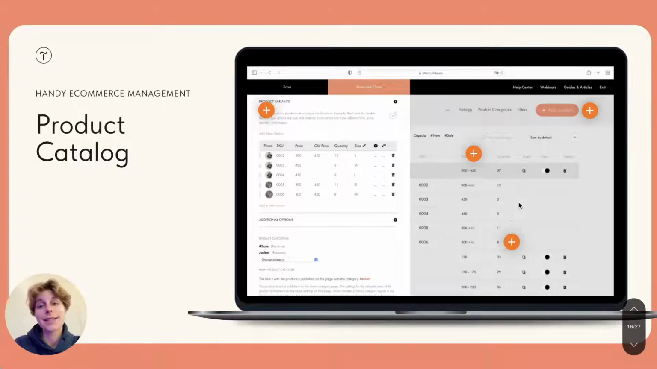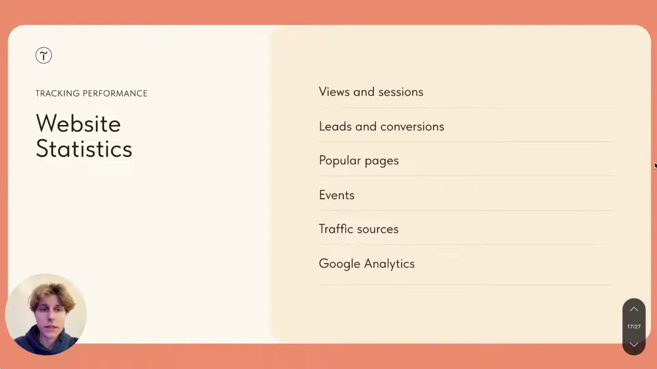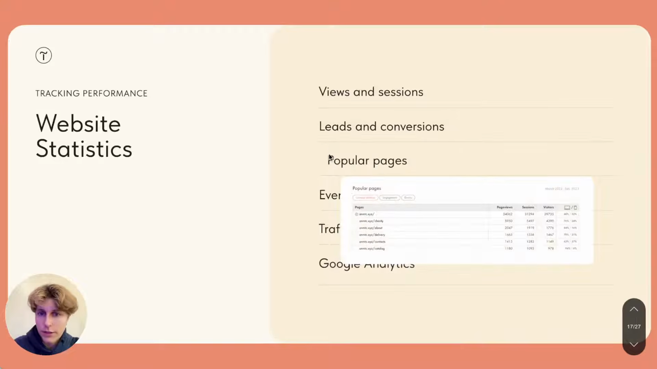It's possible, and nicely designed options are always there for the website to display your products, which is very important, I think. Right. As for the performance tracking, there is website statistics built into Tilda, where you can see the views and sessions, leads and conversions of your pages. You can see the list of popular pages with detailed data on page views, sessions, visitors, and even their devices, so the type of device they use, whether there are more people accessing your website from desktop or from mobile phones.